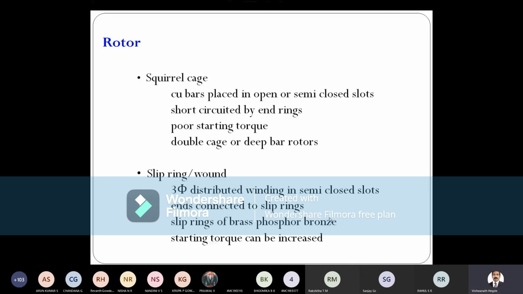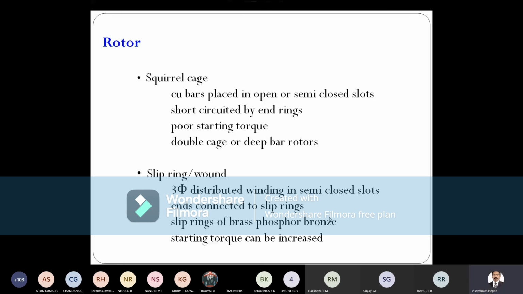Through the slip rings, you can insert resistance in the rotor circuit. Star connected resistance you can connect to the slip rings, and hence you can increase the starting torque. Please note, these resistances are called starting resistances, and these resistances will be in the circuit only during starting.